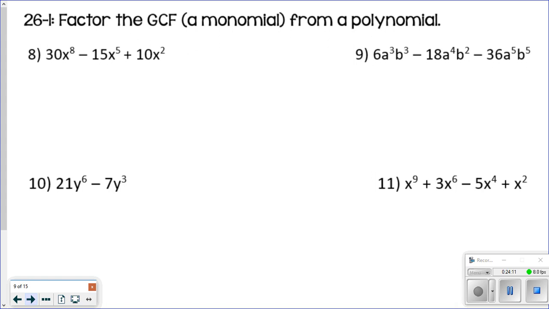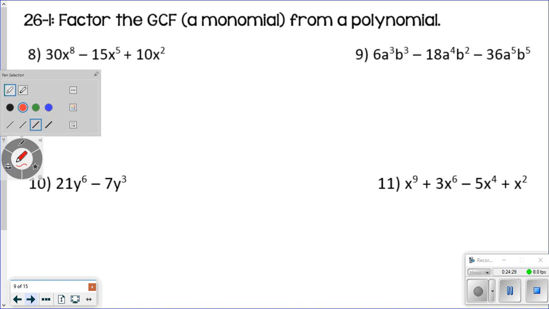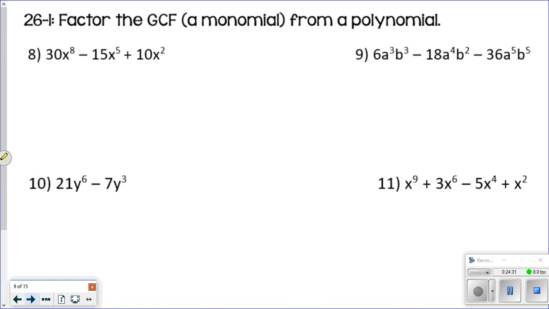So let's do the questions on our note sheet, 8 through 13. I'm going to get you started with some of these. Remember, we're looking for the largest number here. We just kind of have to guess and check and use your factor chart and what you know about odds and evens and stuff like that.